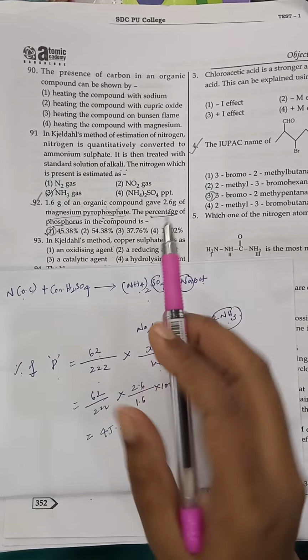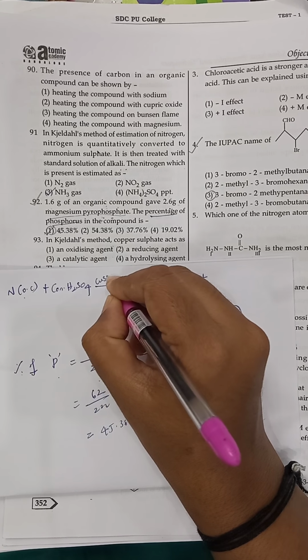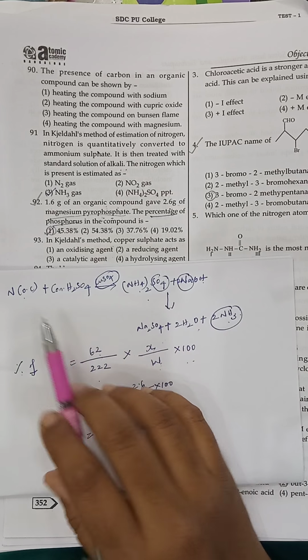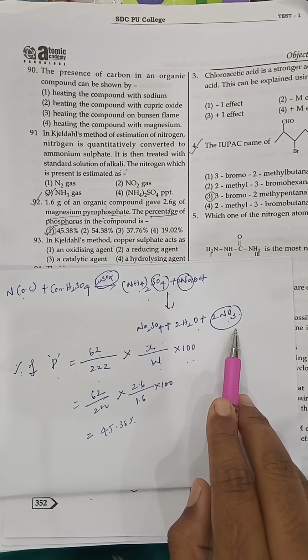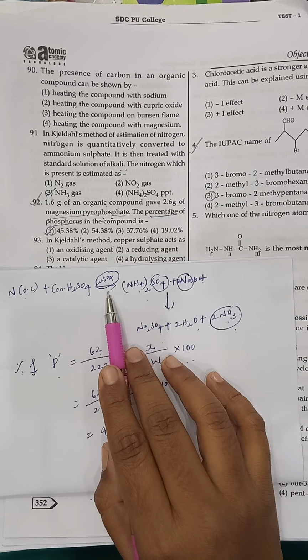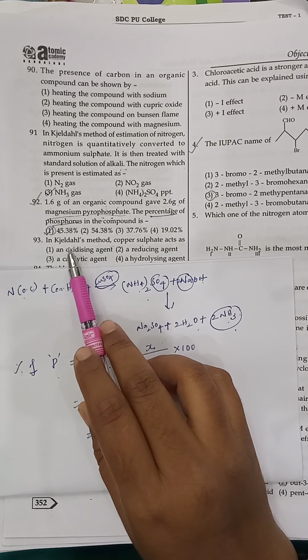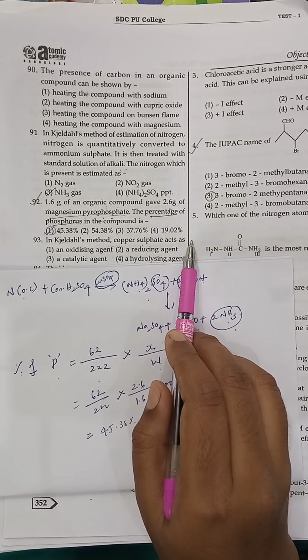Copper sulfate, CuSO4, we can use as a catalyst to carry out all this reaction, conversion of organic compound into ammonia. We have to use a catalyst, that is nothing but copper sulfate. The question is about this copper sulfate. In Kjeldahl's method, copper sulfate acts as what?